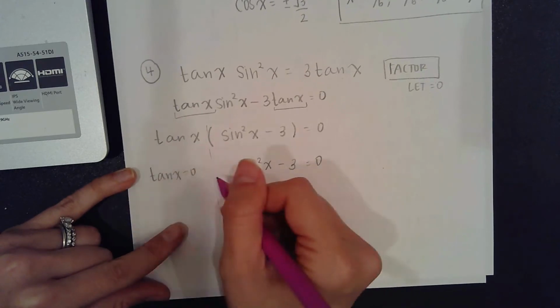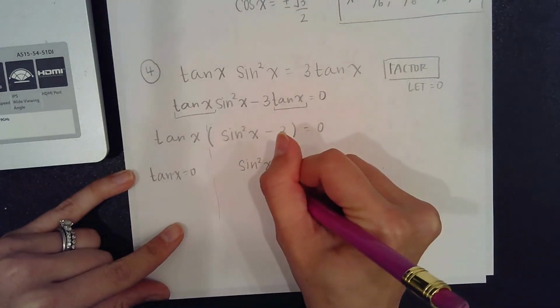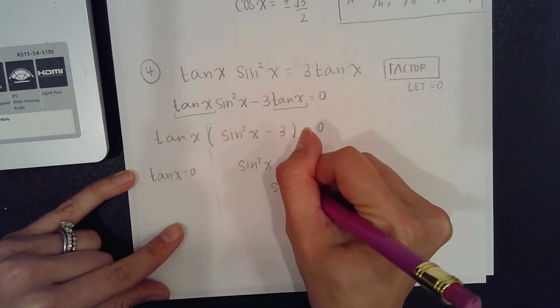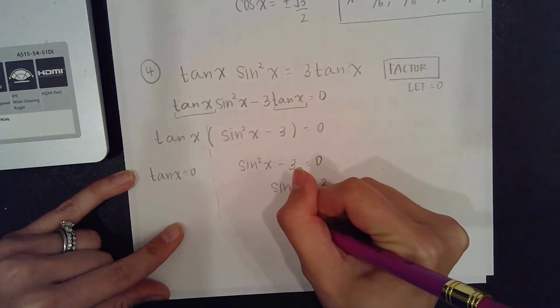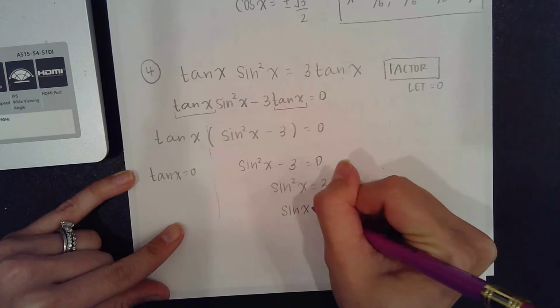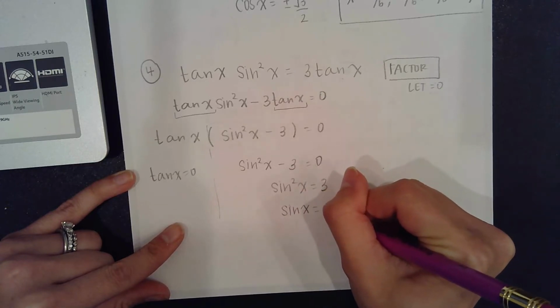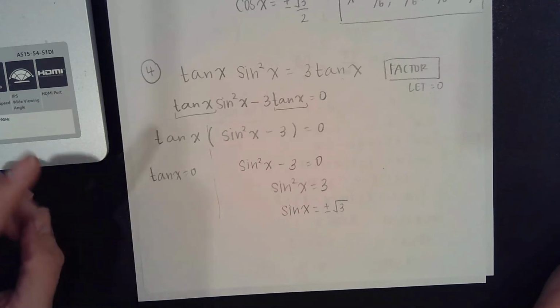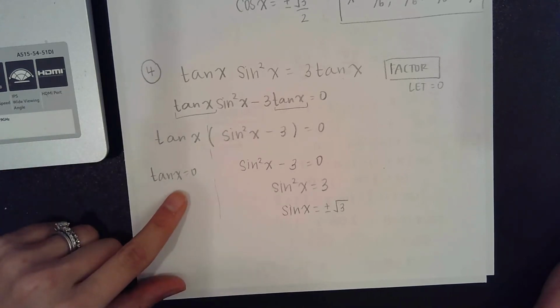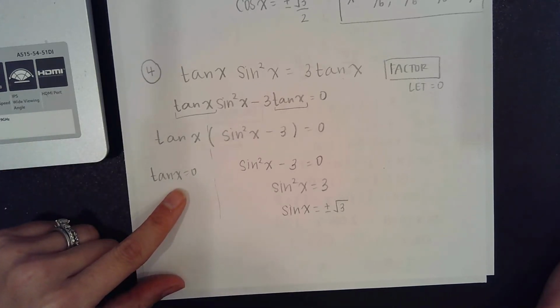Okay, so where is tangent of x equal to 0? When I solve this one, very similar to number 3 up there, I'm going to isolate and then take the square root of both sides. So I'm going to have sine of x equal to plus and minus square root of 3. So on my unit circle, where is tangent going to be equal to 0?